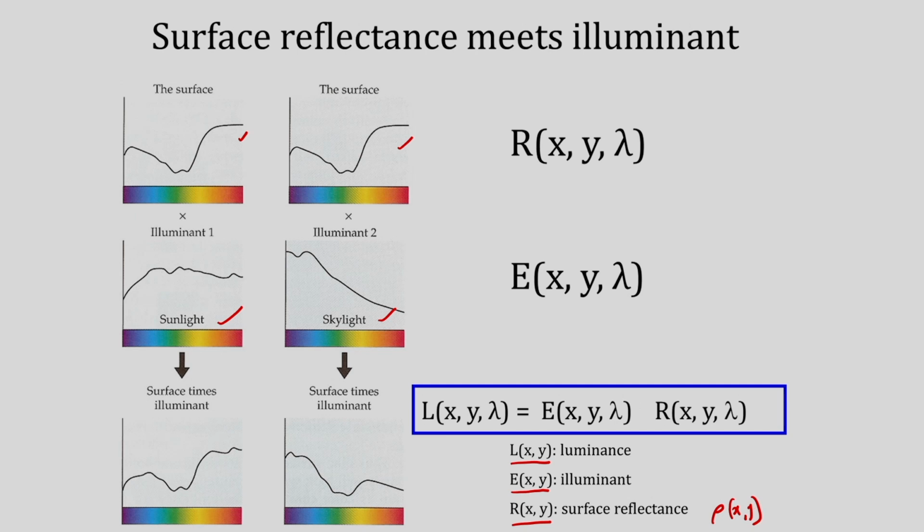So, that means if I multiply E and R, I will be getting L, the luminance. In this case, if I multiply these two, I will be getting this one. So, you can see the effect of the light source here. The surface profile is the same, but I am considering two light sources, one is the sunlight, another one is the skylight. After this, you can see the effect of the light source, so I have to compensate for the effect of the light source.